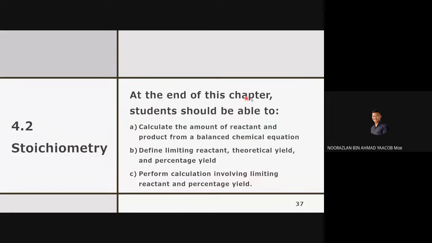At the end of this chapter, we are going to focus on how to calculate the amount of reactant and product from a balanced chemical equation. And then we're going to define limiting reactant, theoretical yield and percentage yield. This one I will not cover today. This will be next week. So we're going to do 4.2a only.